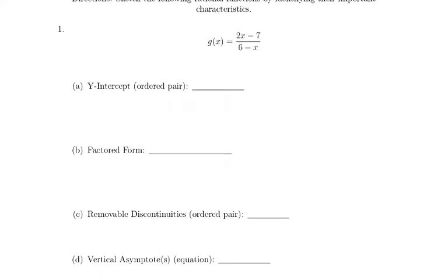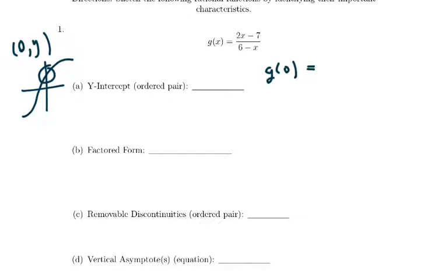So the first thing we're going to find is the y-intercept. Now, remember, the y-intercept is graphically where our function crosses the y-axis. There's only one of those, and it means it's the ordered pair 0, y, right? It means x is 0. So to find the y-intercept, we actually just find g of 0. We plug 0 into our function.